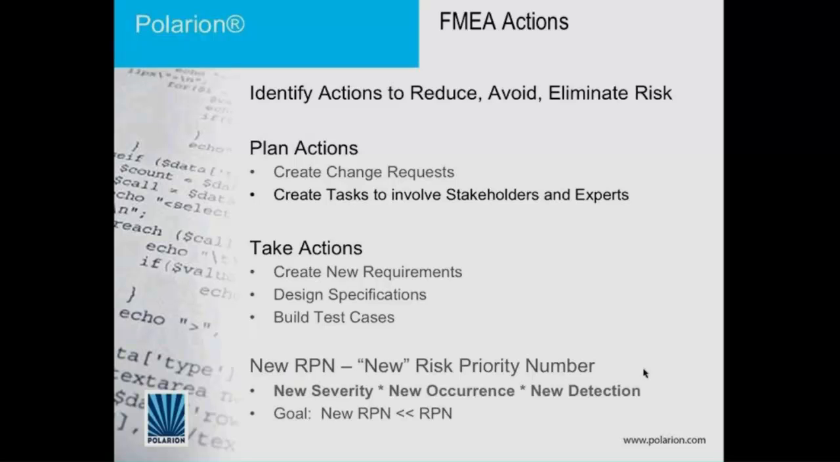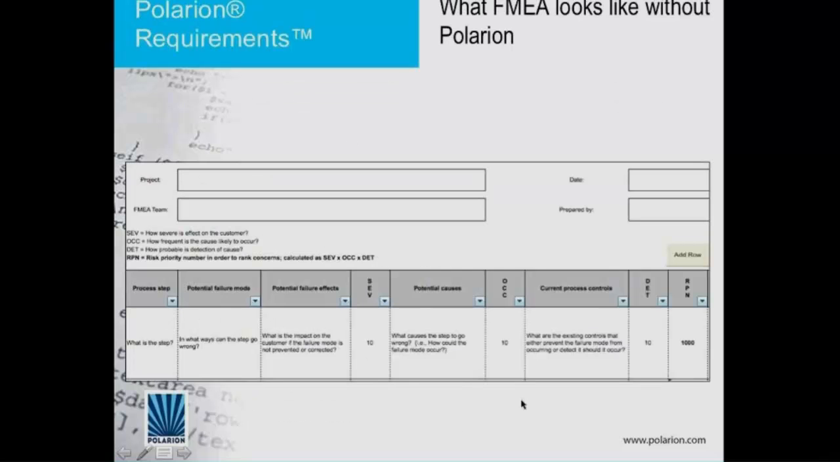After we think about these actions, we're given the opportunity to score a new risk priority number. That means what is the overall weighted score of this risk after the actions are taken. So I have a new severity value and a new occurrence value and a new detection value. And our goal with FMEA is to make sure that the new risk priority number is significantly less than the existing risk priority number. Well, what does an FMEA analysis look like without Polarian?